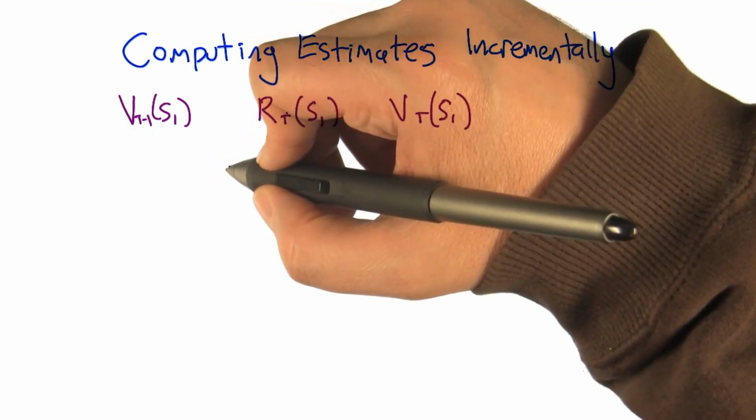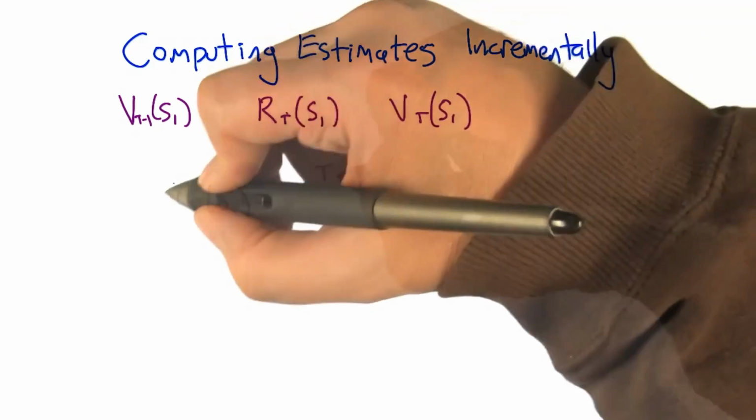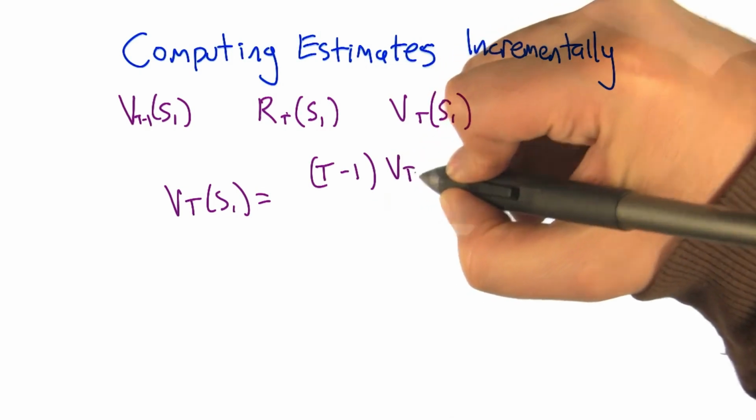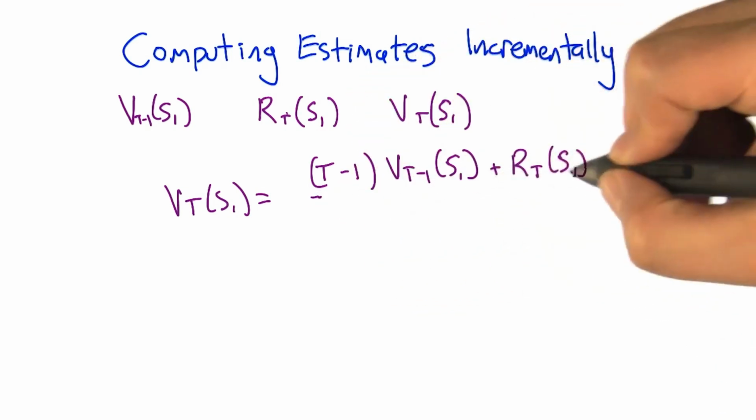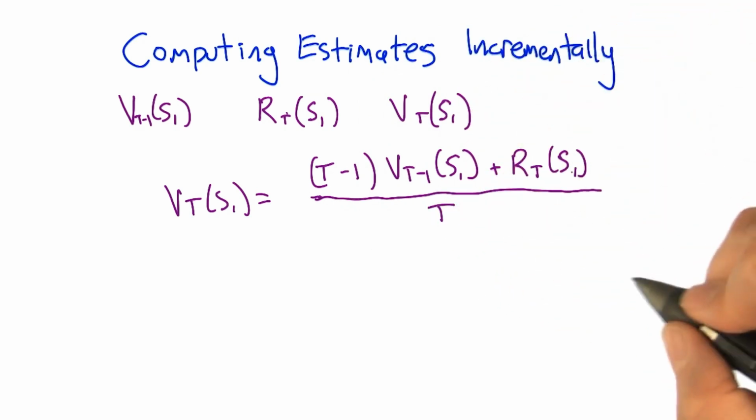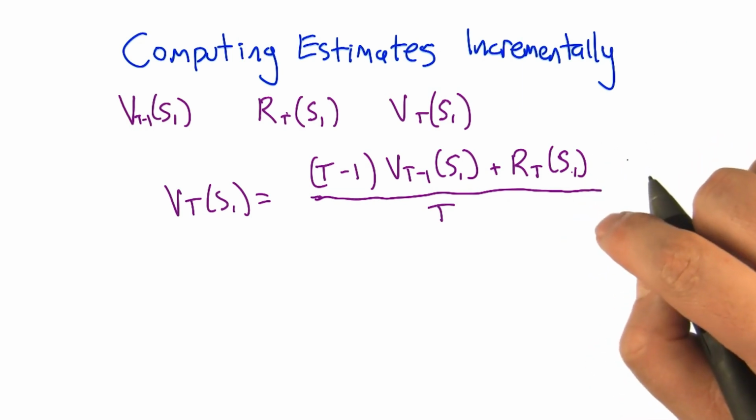Sure. So I think I know what V_t of S1 is equal to: (t minus 1) times V sub t minus 1 of S1, plus R sub t of S1, divided by t. Good, which was 4 before, but now in general it's t. Excellent. All right, so let's now do a little bit of algebra on this.